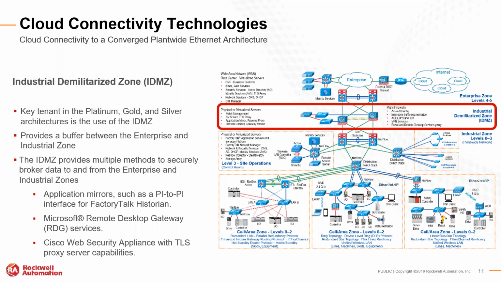In that space, what lives in the IDMZ specifically usually provides secure methods to both the enterprise network as well as access to the plant network itself. A lot of things you'll also find there are application mirrors, so that your enterprise zone can see your FactoryTalk Historian. We'll set up PI-to-PI interfaces, remote desktop gateways, as well as Cisco Web Security appliances with proper TLS, transport layer security, proxy server capabilities.